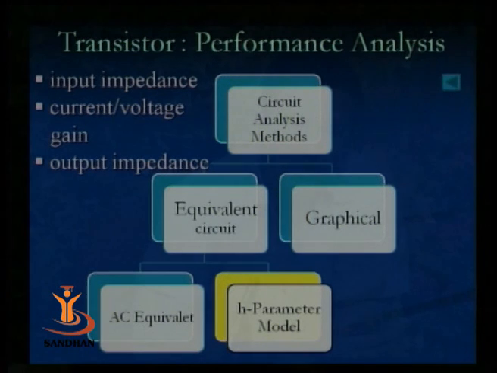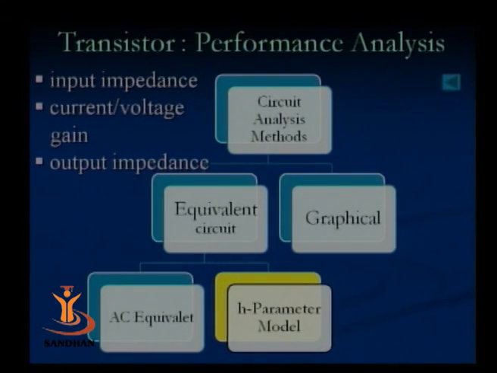Now the equivalent circuit method can again be carried out in two ways. One is the AC equivalent circuit method, by which we can analyze the circuit, and the second one is the H parameter model. So now we come to the point, the H parameter model, and that is what we are going to find out about. So there are two methods of analysis to know the parameters, either the AC equivalent circuit or the H parameter model. Generally the H parameter model is preferred.